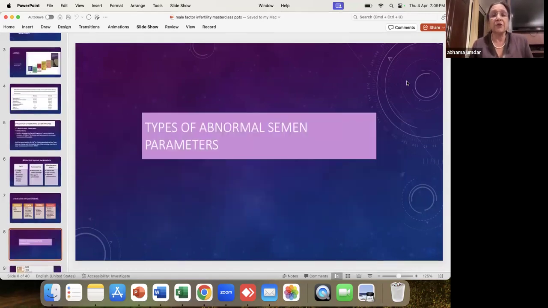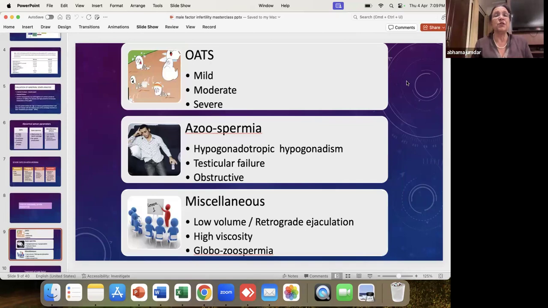So types of abnormal semen parameters, I've made it into a chart. It is either oats or azo or miscellaneous, like I told you earlier. And when there is oats, there could be mild, moderate, severe. When it is azo, I told you it could be hypo, testicular failure. In both of these, there is very low production of sperm; obstructive, normal production of sperm, but there's no outlet to sperms. And miscellaneous are different problems which you might find.